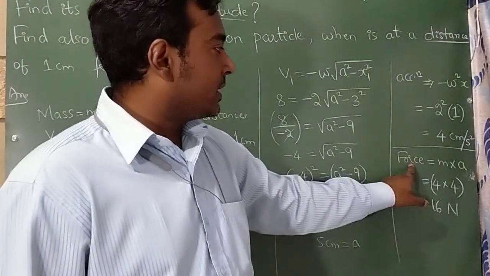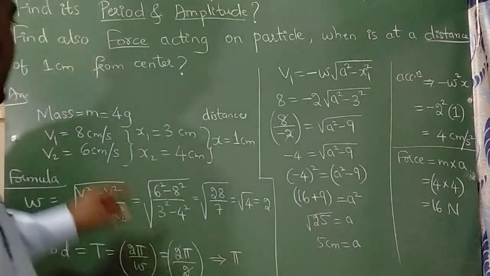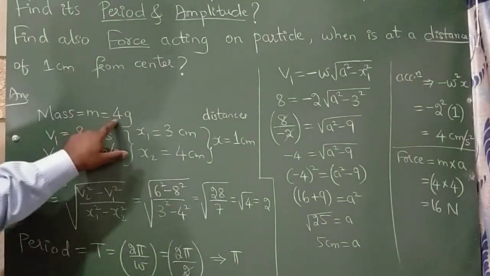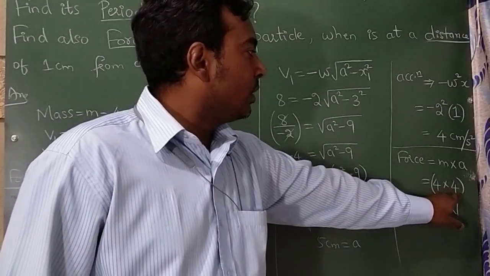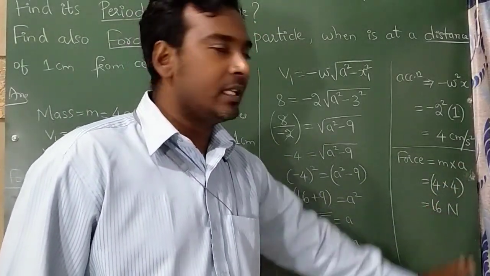Okay. So force is equal to m into a, that is mass into acceleration. Mass I have already written here, that is 4 grams. So 4 into acceleration, which is 4. 4 fours are 16. So force is 16 Newton.